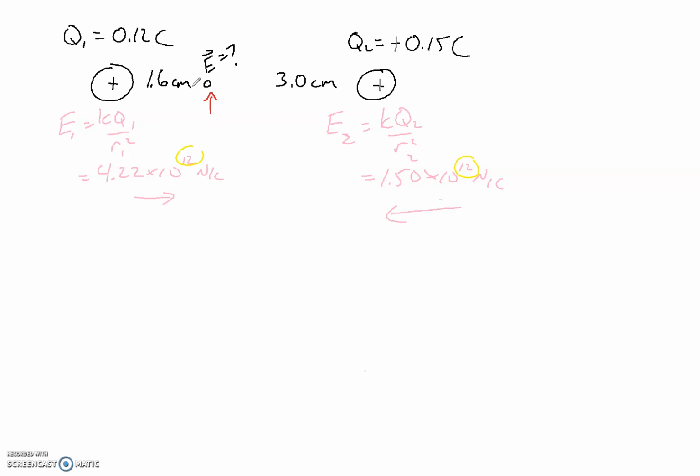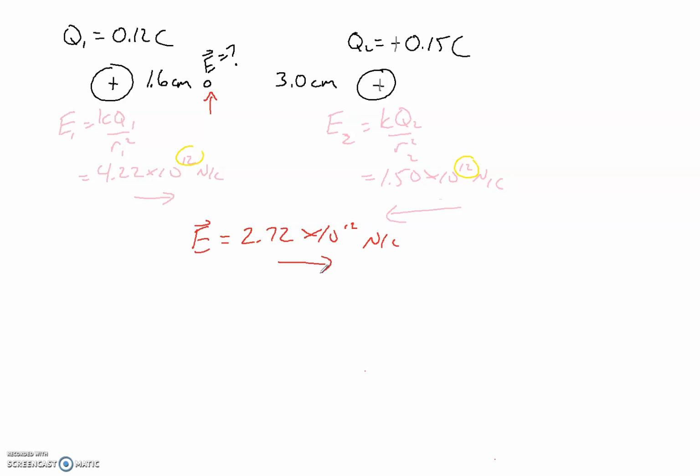So I'm still just going to do the exact same thing I did before. I'm going to put the two fields together, except instead of adding the two fields, I'm going to subtract the two fields, and that's the only difference. So instead of adding the 4.2 and the 1.5, I've got to subtract the two. Looks like E1 is winning, and we'd have a net field of 2.72 times 10 to the 12 newtons per coulomb, and there's more going to the right, so the total electric field would be going towards the right. And that's the only difference right there.